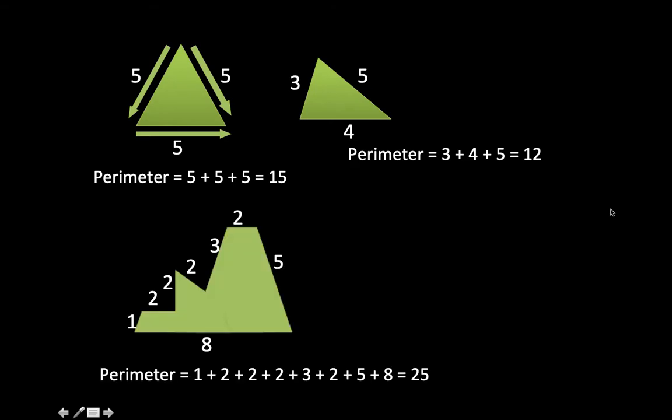In fact, it doesn't even have to be a regular shape like the ones you're used to seeing. It could be something like this. Of course, this is a whole lot of sides to add up, but you certainly could do it. So let's do it. 5 plus 2 plus 3 plus 2 plus 2 plus 2 plus 1 plus 8. In this case, I've started here. 1 plus 2 is 3, plus 2 is 5, plus 2 is 7, plus 3 is 10, plus 2 is 12, plus 5 is 17, plus 8 is 25.